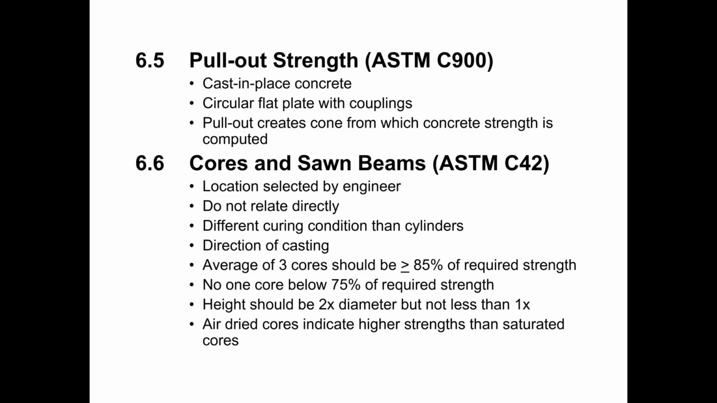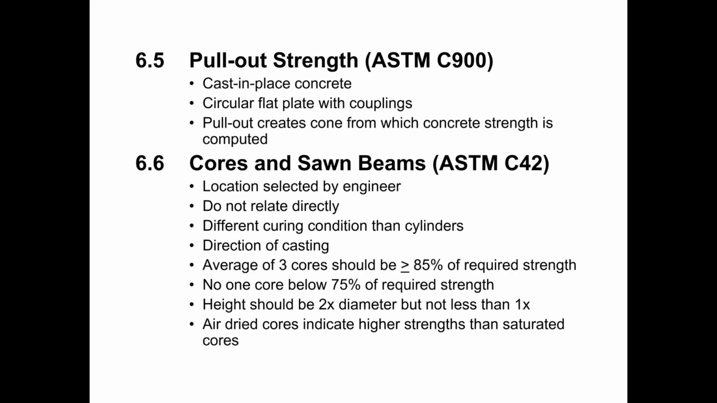Next is cores and sawn beams, which are covered by ASTM C42. Chance talked a little bit about ASTM C42 yesterday. There is one thing in your book that I want to draw your attention to, just as a good rule of thumb. On page 6.7, the first paragraph under cores and sawed beams, so that paragraph right in the middle of the page, the last sentence in that paragraph says, when in doubt, have the design engineer select the location for the cores or prisms.